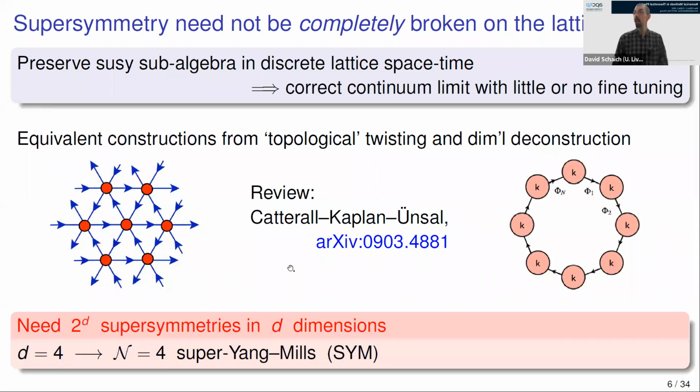But the one message to take away from those constructions, that I will just tell you up front, is that in order for there to be enough supersymmetry for a subalgebra to be preserved, there have to be at least 2 to the power d supersymmetries in d dimensions. So if we look at 3 + 1 dimensions, this singles out one very special theory, the N = 4 supersymmetric Yang-Mills theory, that has 16 supercharges saturating this lower bound on the number of supersymmetries that are necessary.